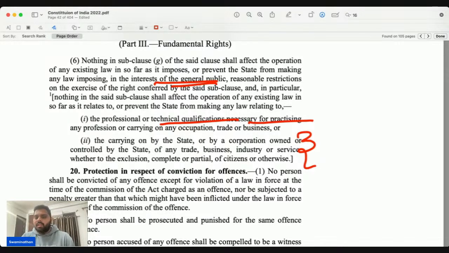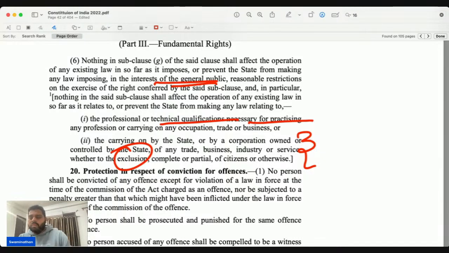For example, if the state wants, they can reserve trades like atomic energy and railways. The state can reserve that, okay, this is the occupation or trade or business. It will be partially reserved for the state or it will be completely reserved for the state. So the state is empowered to exclude other persons from carrying out a particular trade, right?